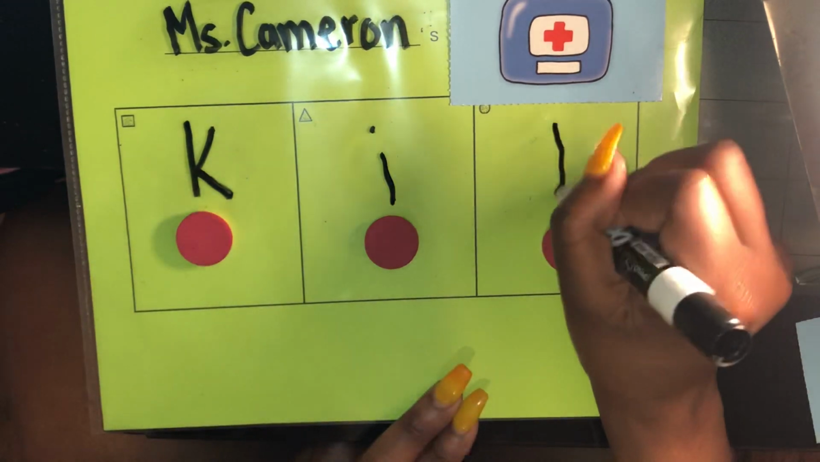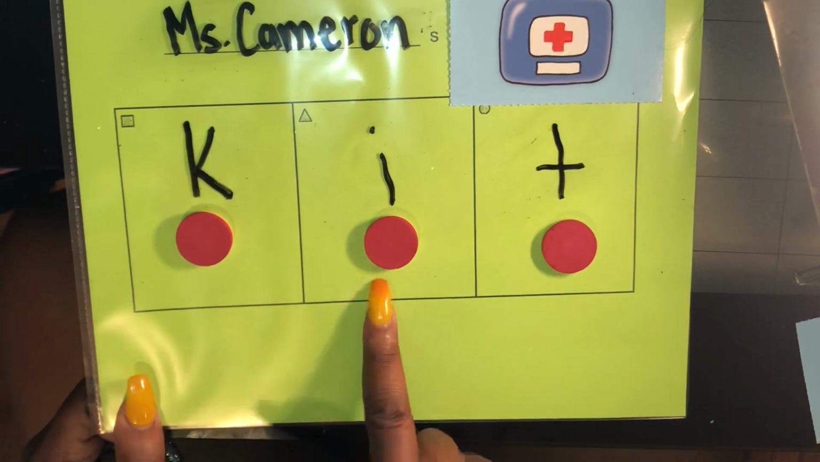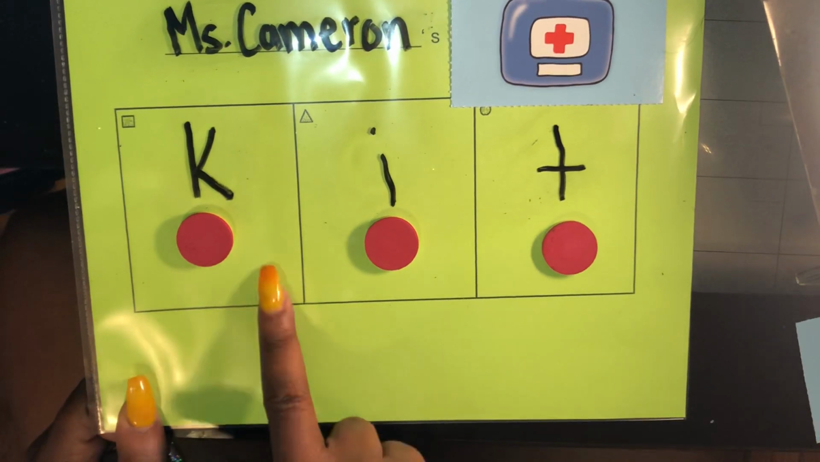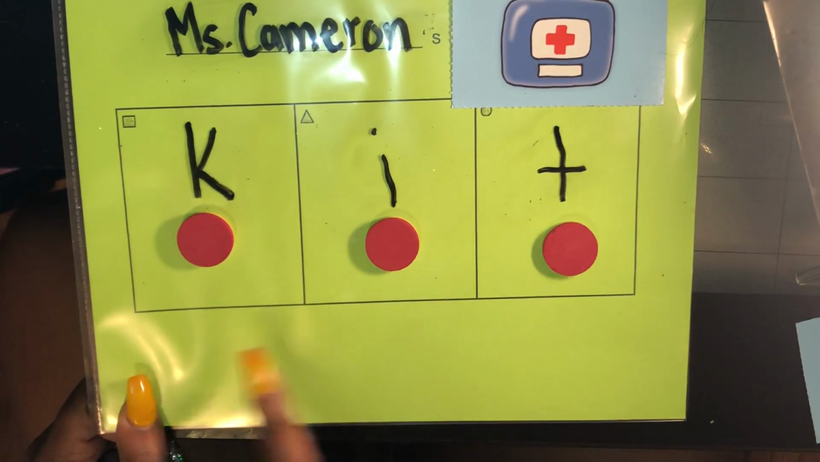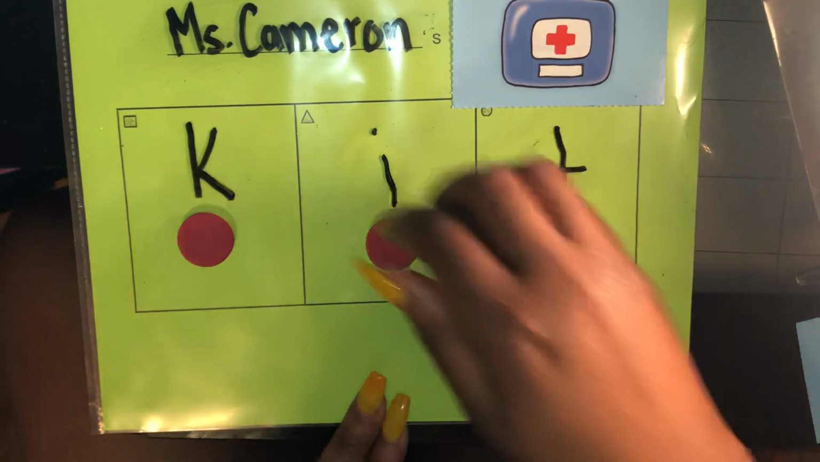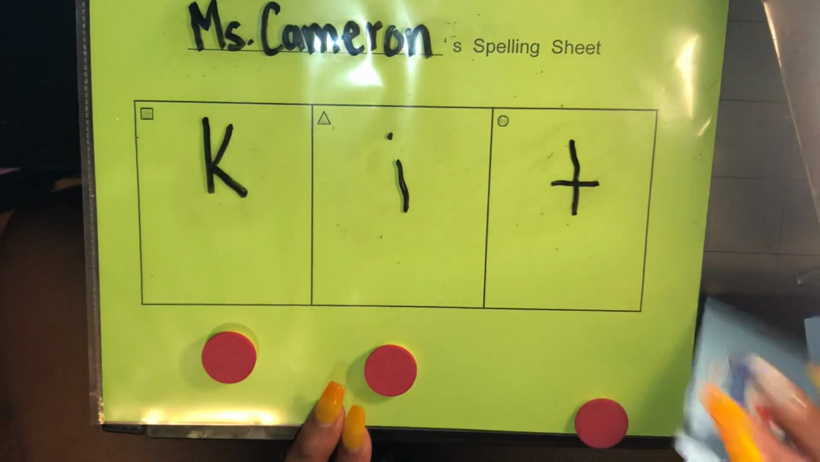Did you write the letter T? Yep, because T makes the T sound. Now let's stretch out all the sounds we hear in the word kit. K, I, T, kit. Now you try it. Okay. Good job, boys and girls, using all that you know about letter sounds to help you stretch out all these words. I'll see you next time.